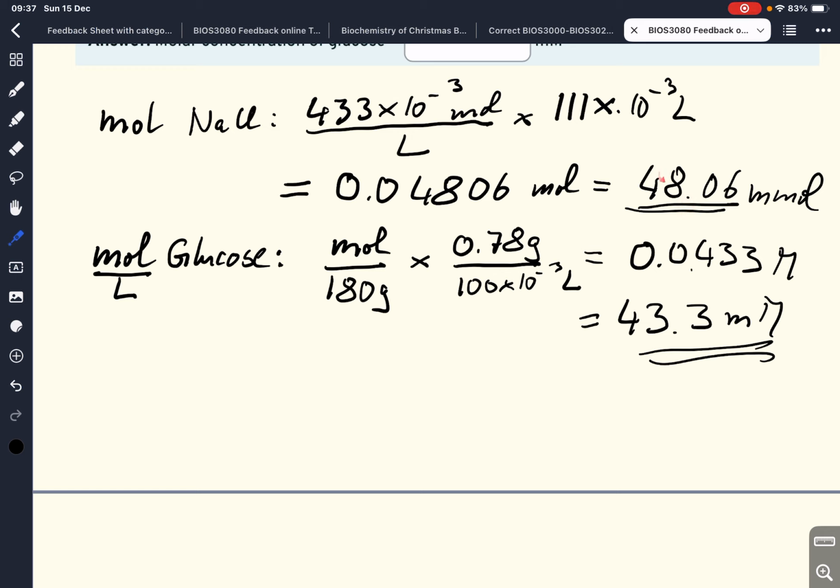And of course, it applies again that the program accepts a 10% error, so anything between 44 and 52 millimole would probably be considered as correct.